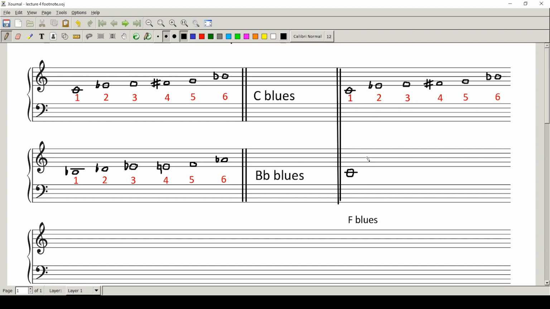E flat, as we saw, becomes E flat. F becomes F. No motion so far. Now F sharp becomes A flat. G moves the farthest. It goes all the way up to B flat. And B flat becomes B natural.